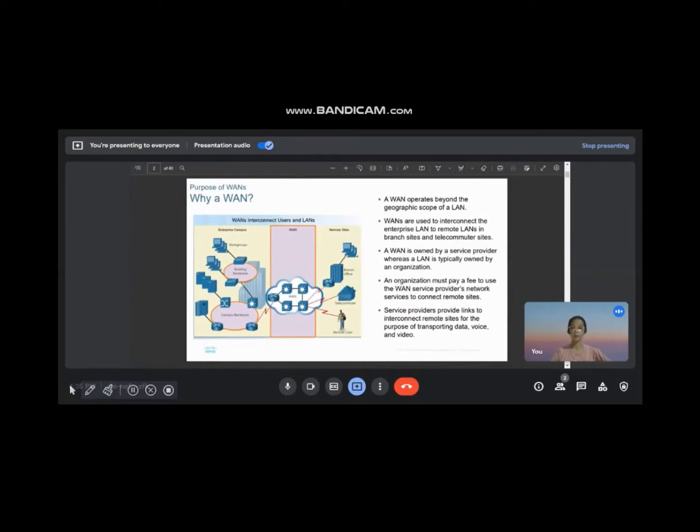So, why a WAN? A WAN operates beyond the geographic scope of a LAN. WANs are used to interconnect the enterprise LAN to remote LANs in branch sites and telecommuter sites. A WAN is owned by a service provider, whereas a LAN is typically owned by an organization. An organization must pay a fee to use the WAN service provider's network services to connect remote sites. Service providers provide links to interconnect remote sites for the purpose of transporting data, voice, and video.